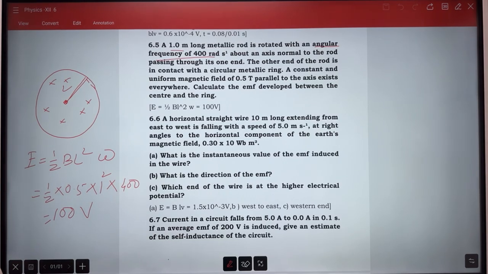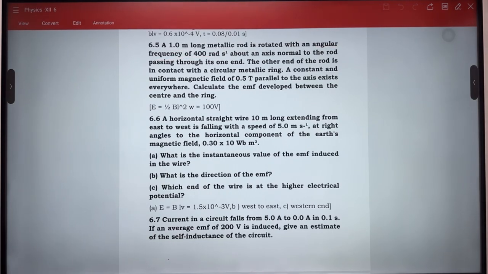Now let's go to the next question. The next question says a horizontal straight wire 10 centimeter long extending from east to west is falling with a speed of 5 meter per second at right angles to the horizontal component of Earth's magnetic field, 0.3 into 10 power.